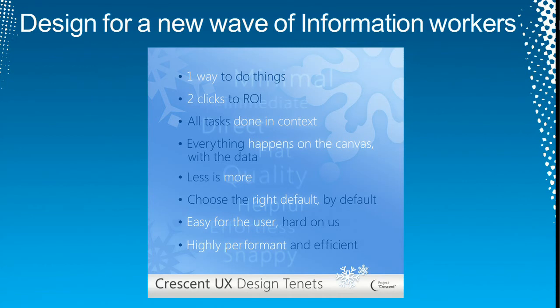We're going to make everything accessible within 1 or 2 clicks, right? If the user isn't able to do what they're thinking of doing in 1 or 2 clicks, we're not going to put it into the product until we can figure out how they can do it in 1 or 2 clicks. Every task is done in context. That means you see everything that's happening, you interact with the data right there, and everything happens on the canvas, right? There's no other place you have to go through.